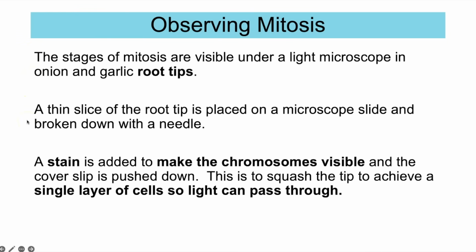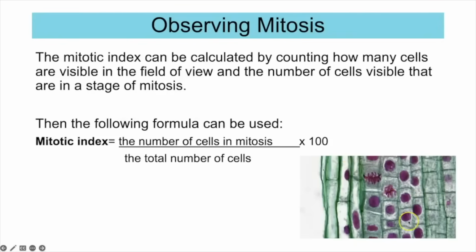And that's what we can see here, that single layer of cells, light's passing through them. Most of the cells here are in interphase, and we can tell that because chromosomes are not visible. But we do have two where the chromosomes are visible. So we could use this to calculate the mitotic index.